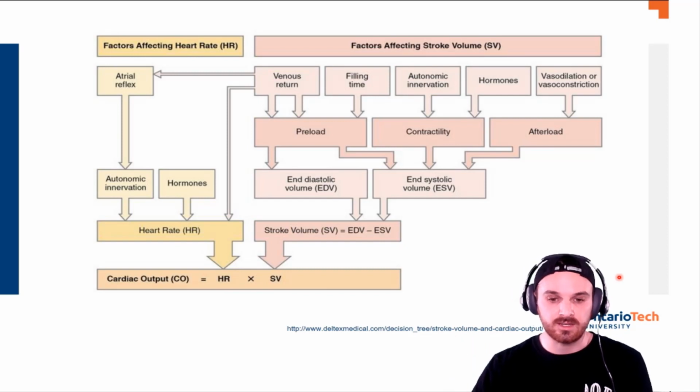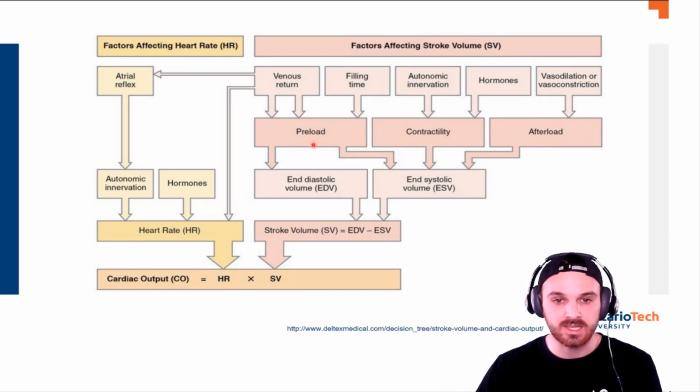This is a slightly different diagram of the exact same thing, just broken down a little bit nicer than the last figure in terms of the actual factors affecting both stroke volume and heart rate and how those are actually separated. So this breaks it down into preload, contractility, and afterload, all summating into end diastolic volume and end systolic volume, contributing to your stroke volume and your heart rate.